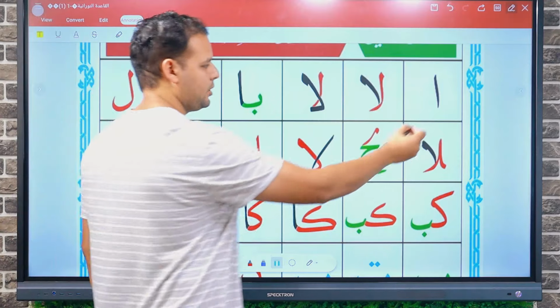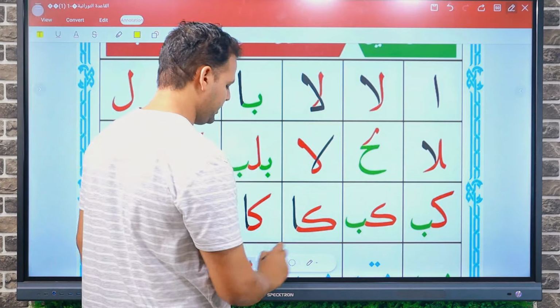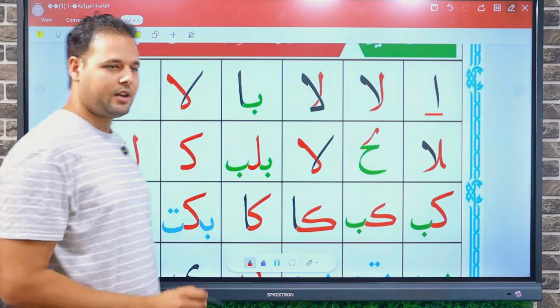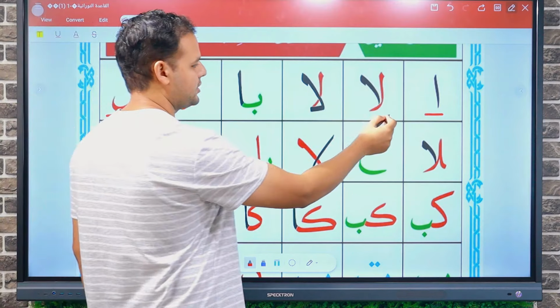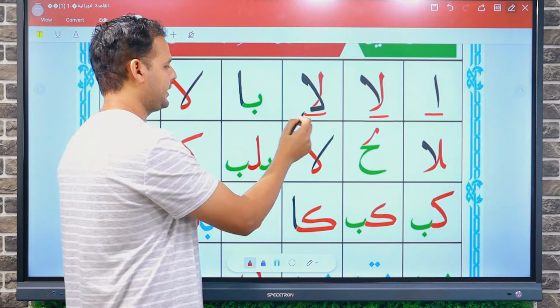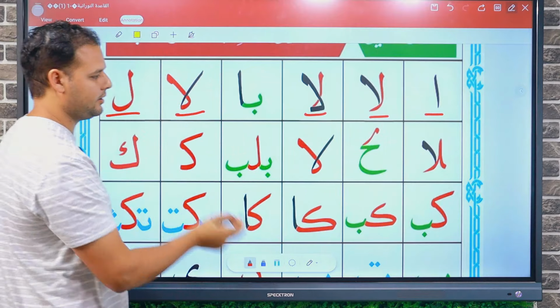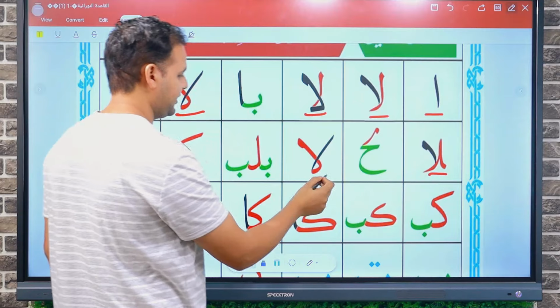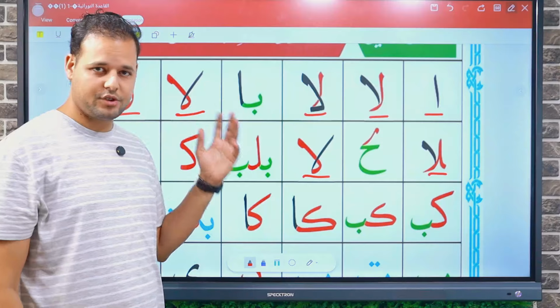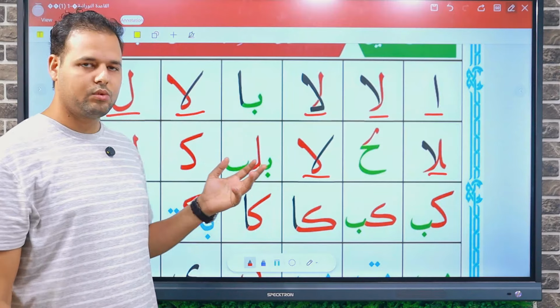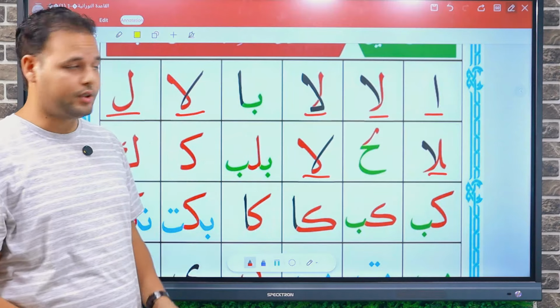So, for example, this right here is A. And this right here is La. Together they come in this shape, which is la'a. La'a again. As you can see, it's the same letter but different shapes. You will be able to recognize that later on, starting from today.